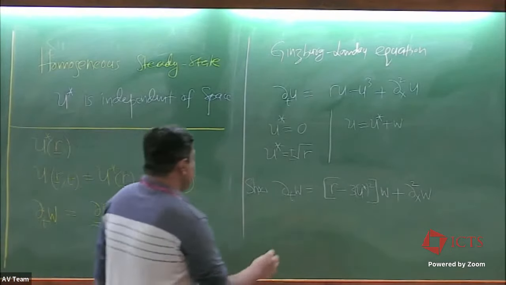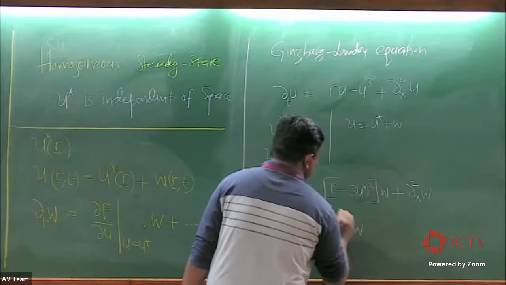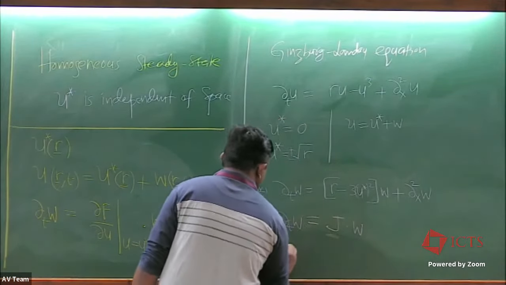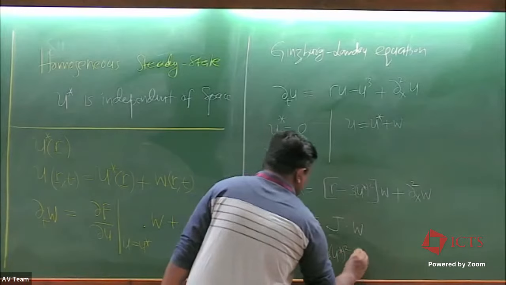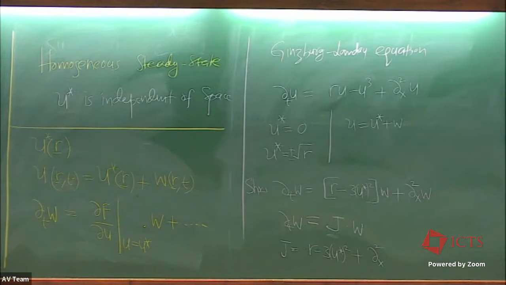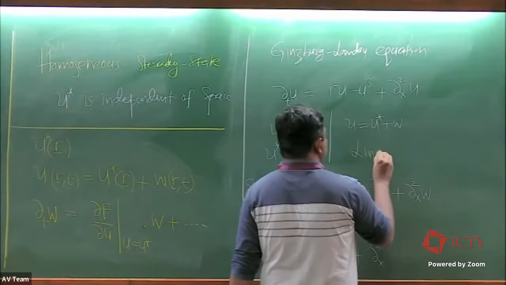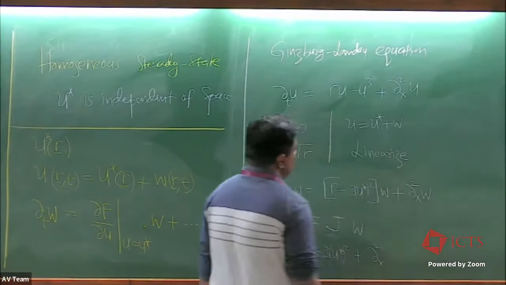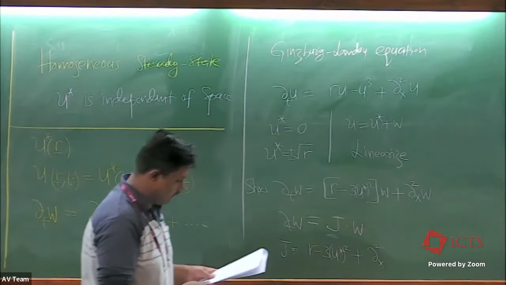So this is basically an operator J acting on W. So the operator is basically something where r minus 3 U star squared plus d x squared. It's a differential operator. Okay. So you do the linearization and show that this is the operator. So in a sense, the statement about finding the eigenvalues of the Jacobian is really boiling down to finding the eigenvalues of this differential operator, linear differential operator.